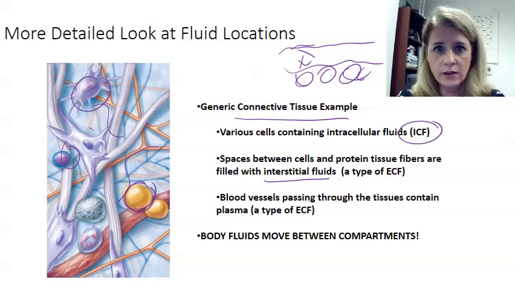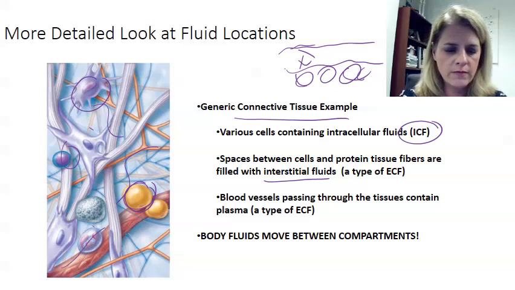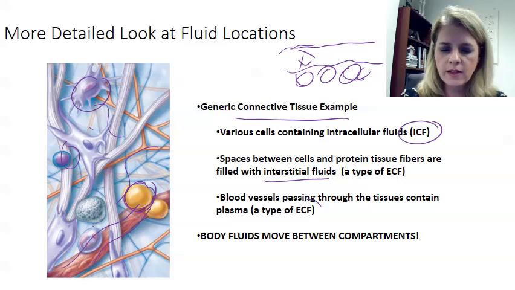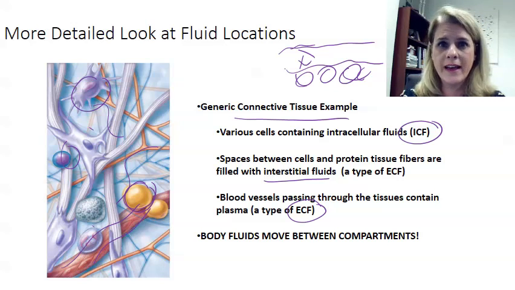And then a tissue is going to have a blood supply. So if a blood vessel is going through a tissue, there's fluid inside the blood, and that's also extracellular fluid. The plasma that's going through the blood is your extracellular fluid.